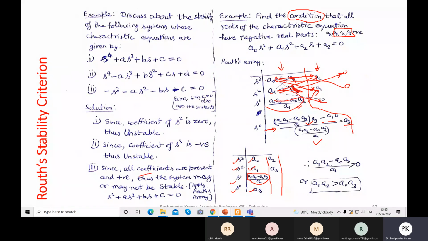In order to avoid any sign change in the first column, in order to make the system stable, what I do is make this term positive. So we put this term greater than 0, and this is our condition that all roots will be to the left of the imaginary axis. If this condition holds, all roots will be on the left side of the imaginary axis. Okay, this is the condition. So this is what he asked.